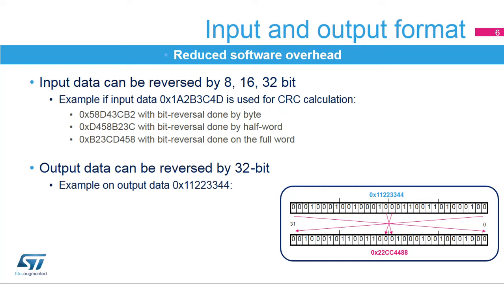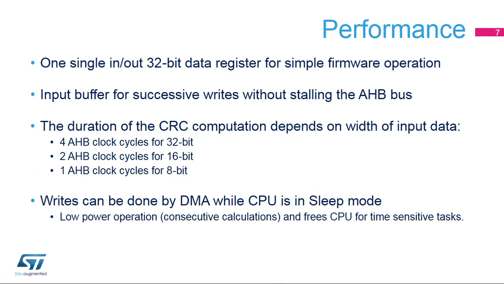The output data can also be reversed by setting the REV_OUT bit in the CRC_CR register. The operation is done at bit level. For example, output data 0x11223344 is converted into 0x22CC4488.